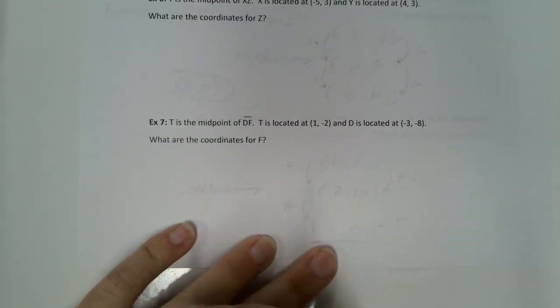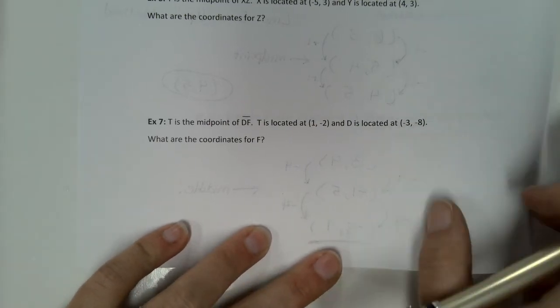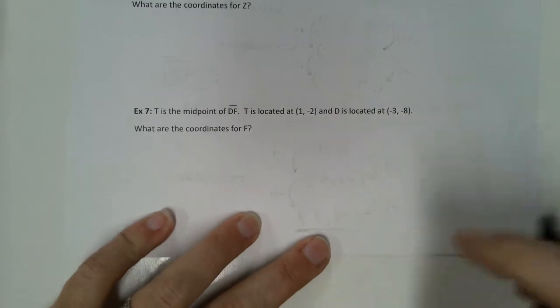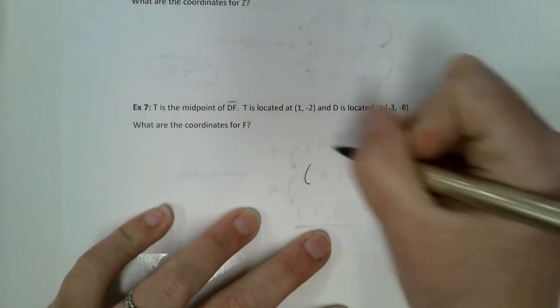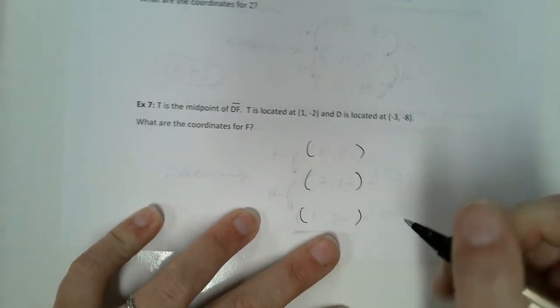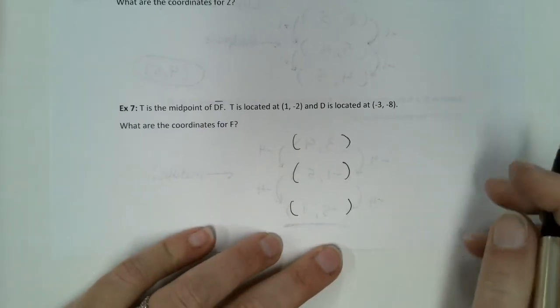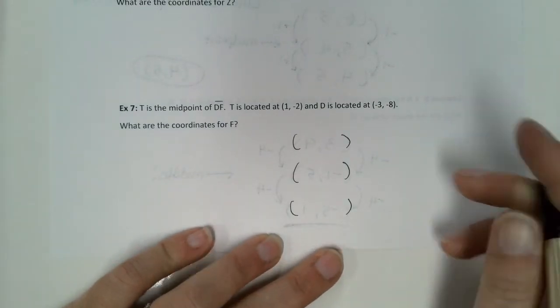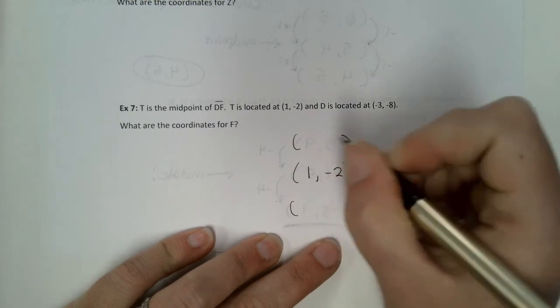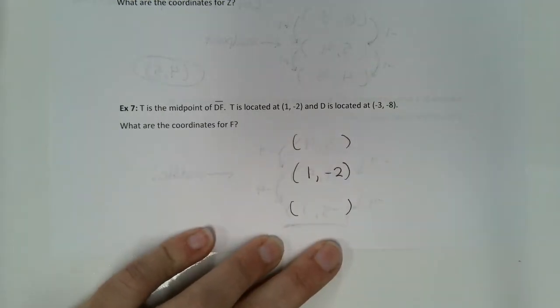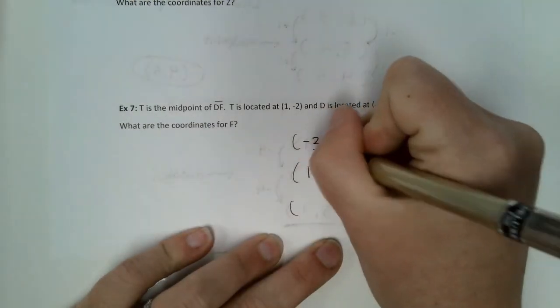All right, T is the midpoint of DF. T is located at 1, negative 2. D is located at negative 3, negative 8. So we're going to set up our problem with our 3 points. Which one goes in the middle? T, which is 1, negative 2. And then we're going to put D above that one, negative 3, negative 8.